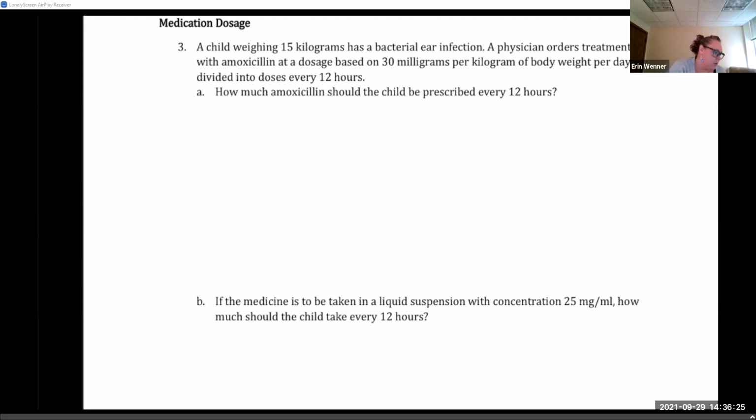So first of all, ignore the kid's weight. Let's think about the dosage. The dosage is 30 milligrams per kilogram per day.